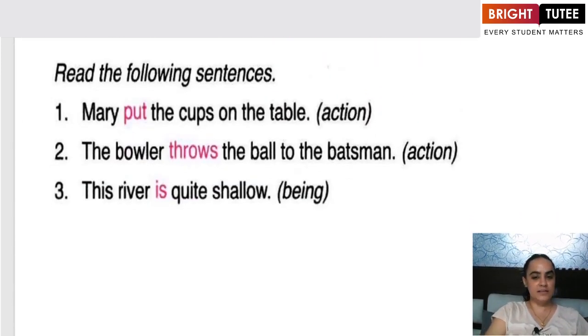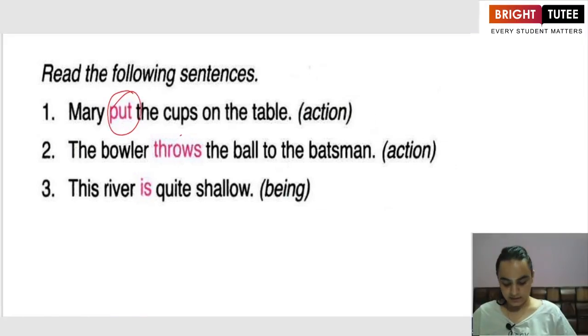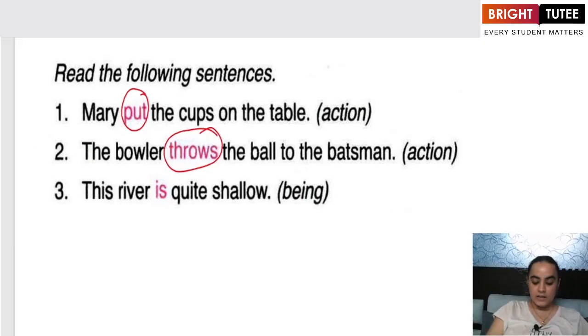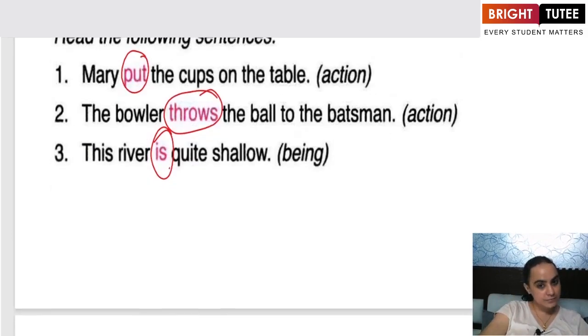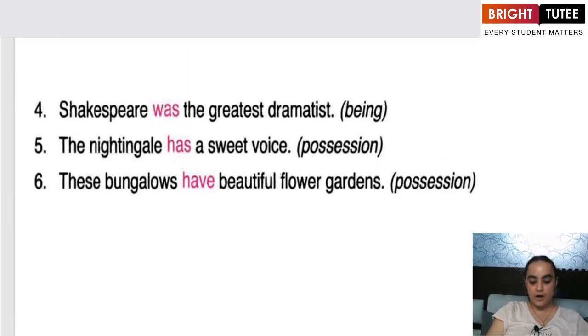Let us look at some of the examples. Mary put the cups on the table. What is the verb? What is the action that Mary is performing? Putting the cup on the table. The second sentence: the bowler throws the ball to the batsman. What is the action in the sentence? Throws. The river is quite shallow. Is is the form of be, so this is being. Next, Shakespeare was the greatest dramatist. Again, was is the form of be.